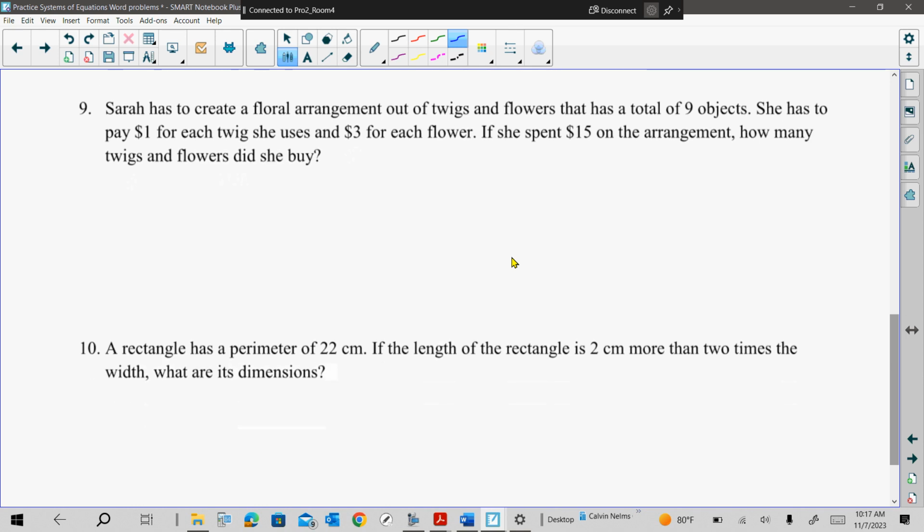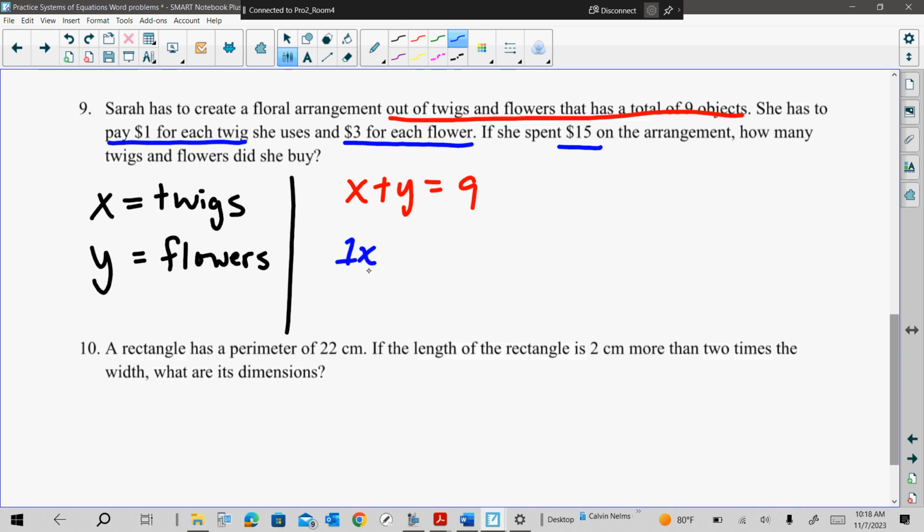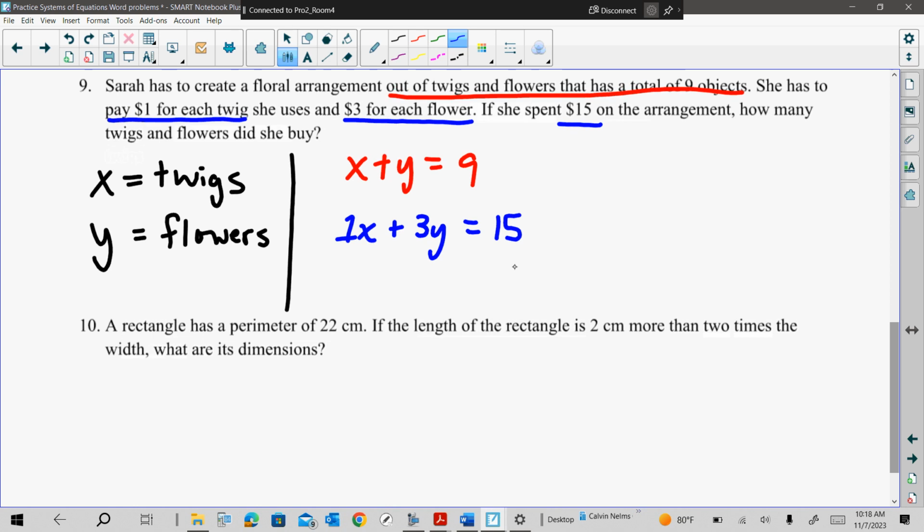And then on nine, since they're talking about twigs and flowers. So if there's a total of nine objects of twigs and flowers, that would be x plus y equals nine. And then she pays $1 for each twig, $3 for each flower, spent $15. Dollar for each twig would be just 1x plus 3y equals 15.